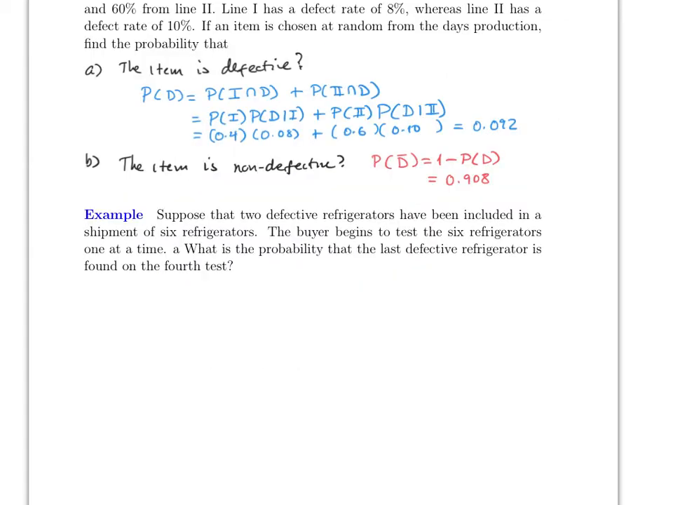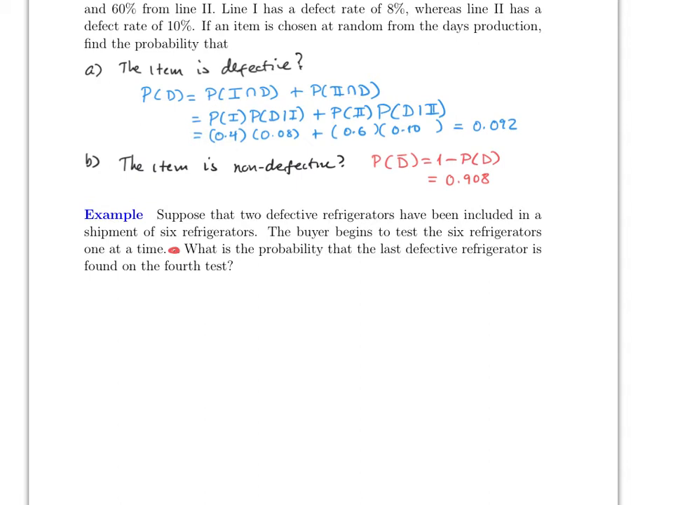Alright, so let's go to the next example. Suppose that 2 defective refrigerators have been included in a shipment of 6. The buyer begins to test the 6 refrigerators one at a time. What is the probability that the last defective refrigerator is found on the 4th test?